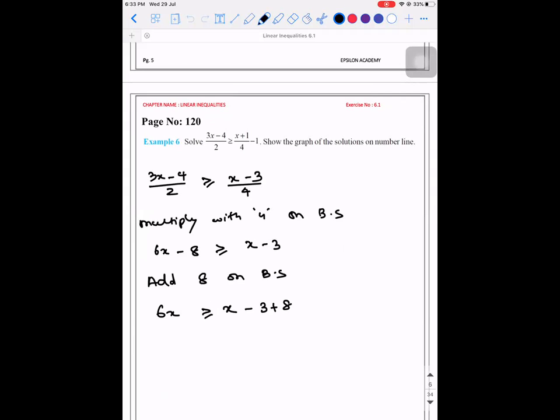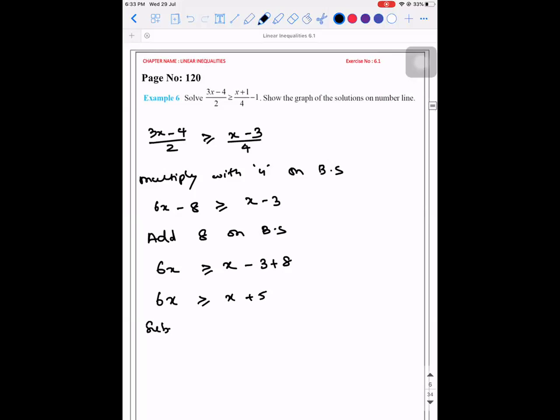Is it clear? So 6x is greater than or equal to x minus 3 plus 8. So 6x is greater than or equal to x plus 5. Subtracting x on both sides implies 5x is greater than or equal to 5. You got x is greater than or equal to 1. That is right.